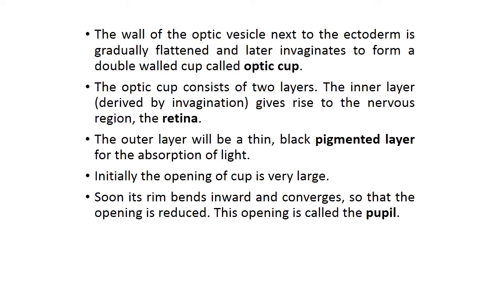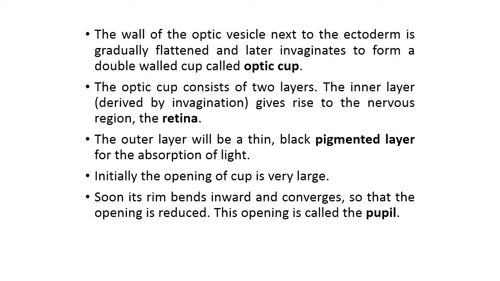The wall of the optic vesicle next to the ectoderm is gradually flattened and later invaginates to form a double-walled cup which is called the optic cup. The wall of the optic vesicle near the ectoderm flattens and then invagination occurs, and this invagination forms a double-walled cup which we call the optic cup.